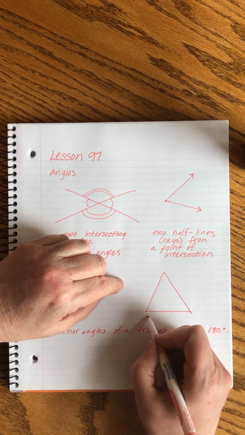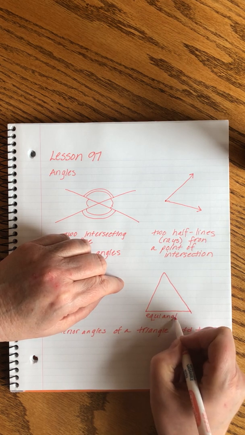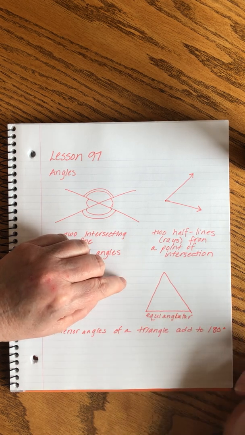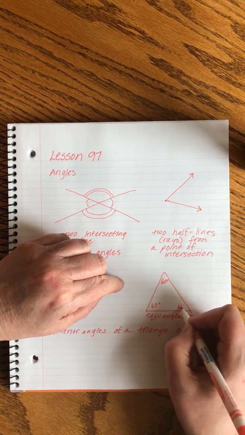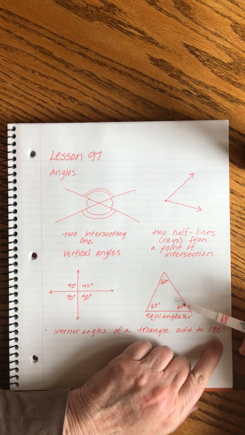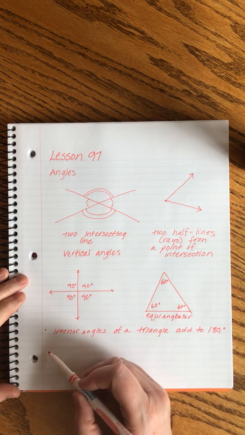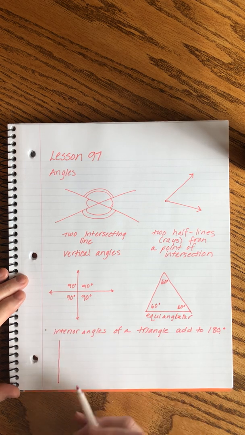We can have what's called an equiangular triangle. That means the three interior angles are all the same. And they have to be 60 degrees because 180 divided by 3 gives us 60, 60, and 60. Okay. So that's one way we can talk about it. But here's the way we're going to want to talk about it today.